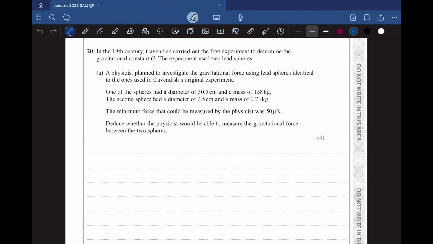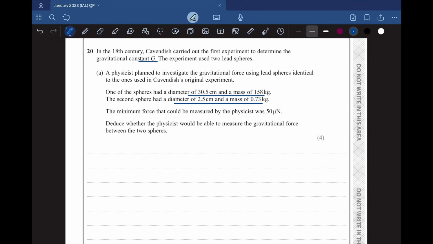Alright guys, so now let's solve this question. It says, in the 18th century, Cavendish carried out the first experiment to determine the gravitational constant G. We know there is a gravitational constant G, right? The experiment used two lead spheres. A physicist planned to investigate the gravitational force using lead spheres identical to the ones used in Cavendish's original experiment. One of the spheres had a diameter and a mass of this, and the second sphere had a diameter of this and a mass of this.